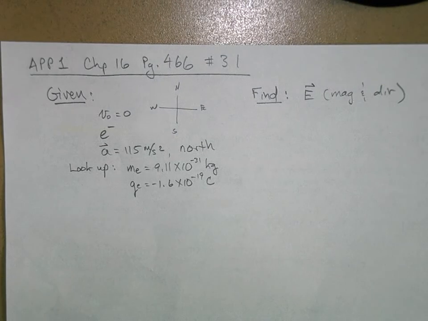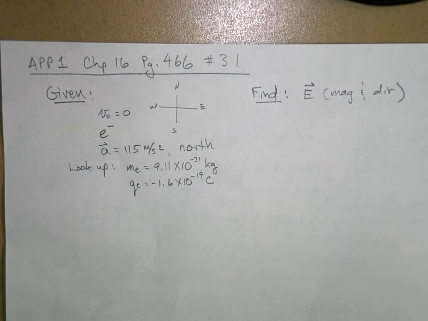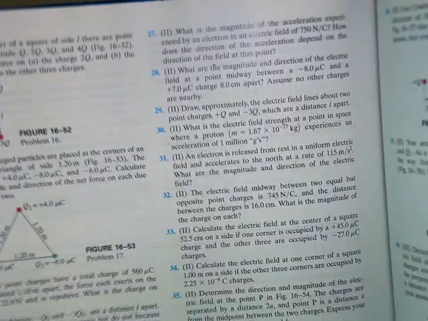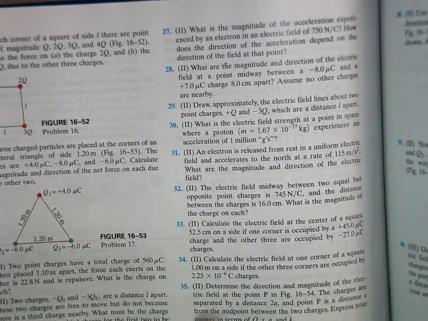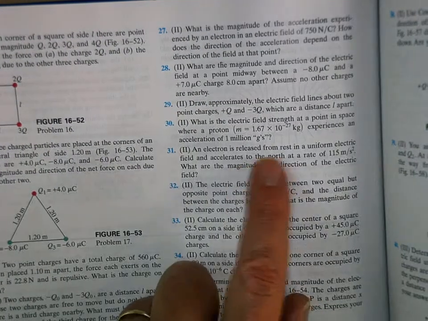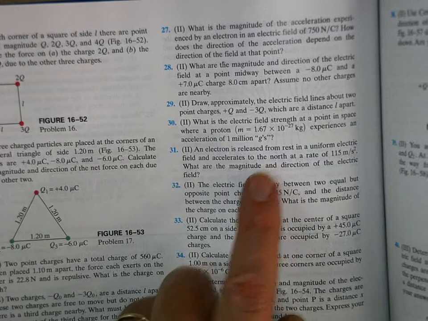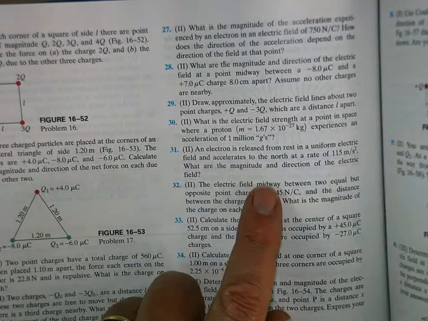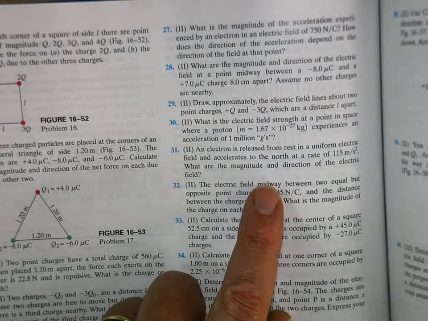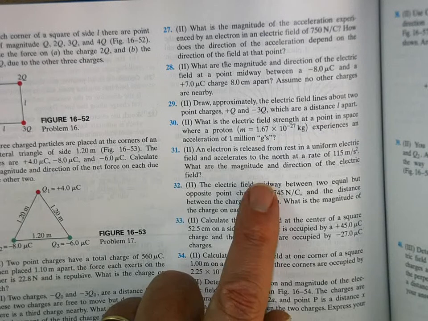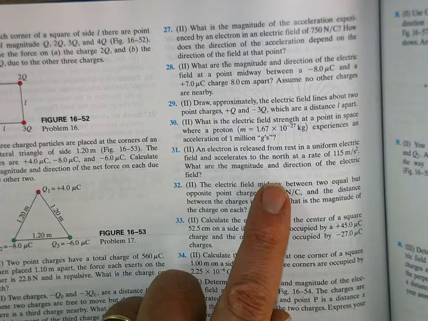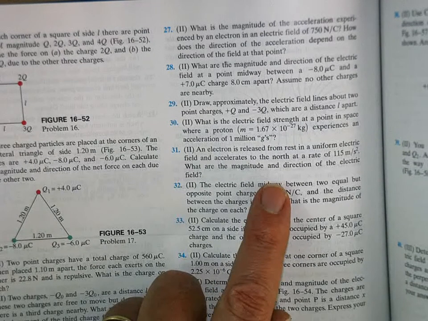Let's do problem number 31 on page 466 in chapter 16. Let's read the problem from the book. It says here, an electron is released from rest in a uniform electric field and accelerates to the north at a rate of 115 meters per second squared. What are the magnitude and direction of the electric field?